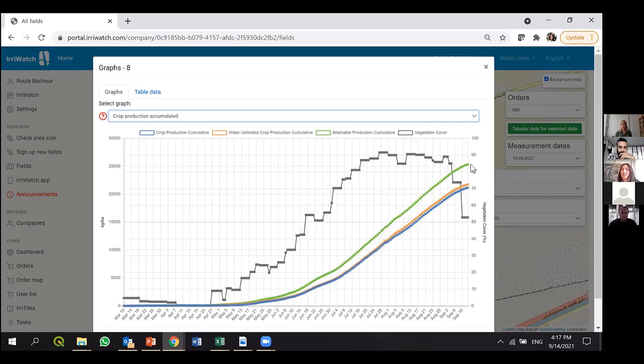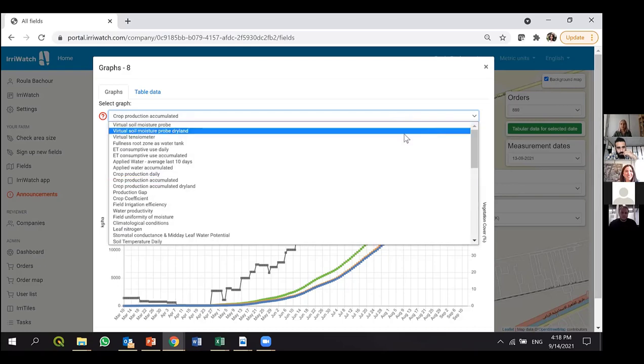And also we have something we call the attainable production. That is, in some cases, you have very good performing areas of your field, and they have very high production. And this is something you need to follow. So you need to investigate more what's happening there. Do we have more carbon? Do we have more, I don't know, nutrients? What's happening?